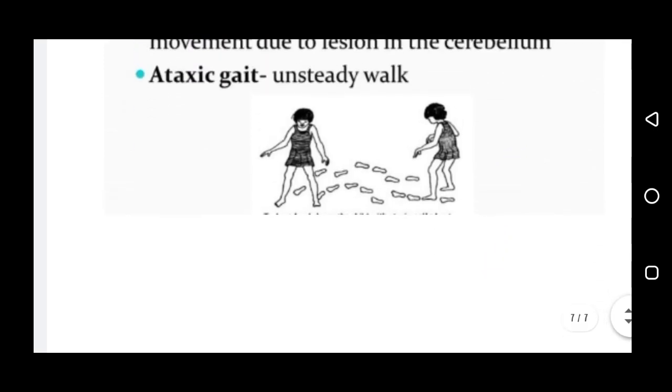So this is all about the signs of cerebellar region, and in a nutshell its function also. The cerebellum is a very important part of the brain. It is an important part of the motor system and is mainly responsible for coordination of movement and motor learning. So this is all about the cerebellum. The cerebellum is very important from the examination point of view.